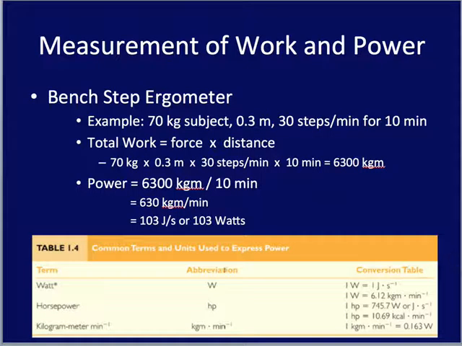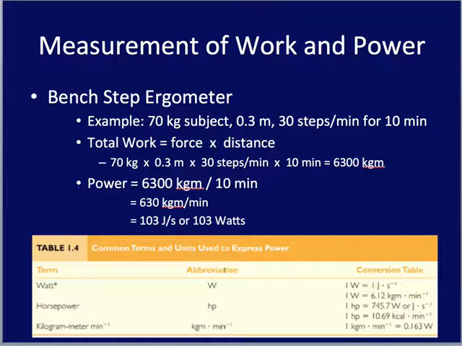Okay, so if we look at 1 watt, and this is from the book, in table 1.4, 1 watt is going to be equal to 6.12 kilogram meters per minute. Or there's going to be 6.12 kilogram meters per minute in every watt. So if we simply divide by 6.12, we get 103 watts. And again, 1 watt is equal to 1 joule per second.